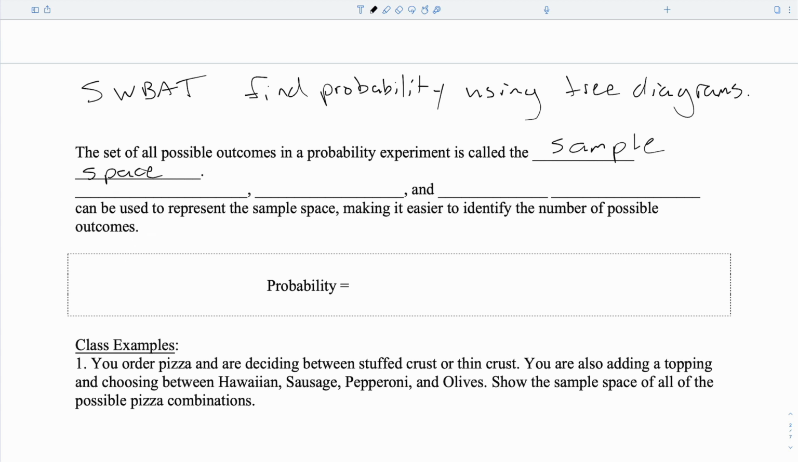We're going to look at one specific way to look at sample spaces, but there's actually 3 ways you could see things. These 3 things can be used to look at sample space. You could make a list of your possibilities. You can make a table, or you can make something called a tree diagram.